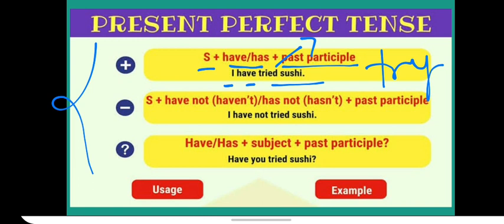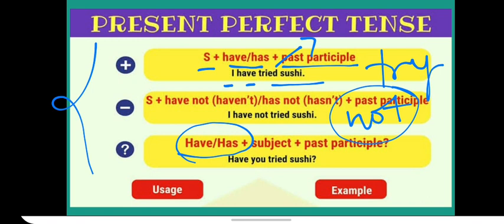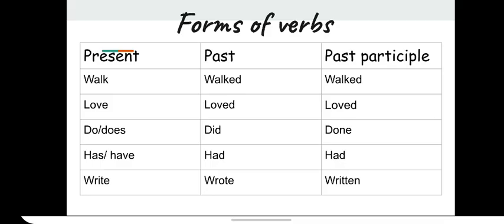The second one is called negative. When you make a sentence negative, we add not after the helping verb normally. So she has not, or I have not tried sushi here. And when we ask a question, we put the helping verb in the very front. So, have you tried sushi? Okay, so this is the basic structure of constructing any kind of sentences there.